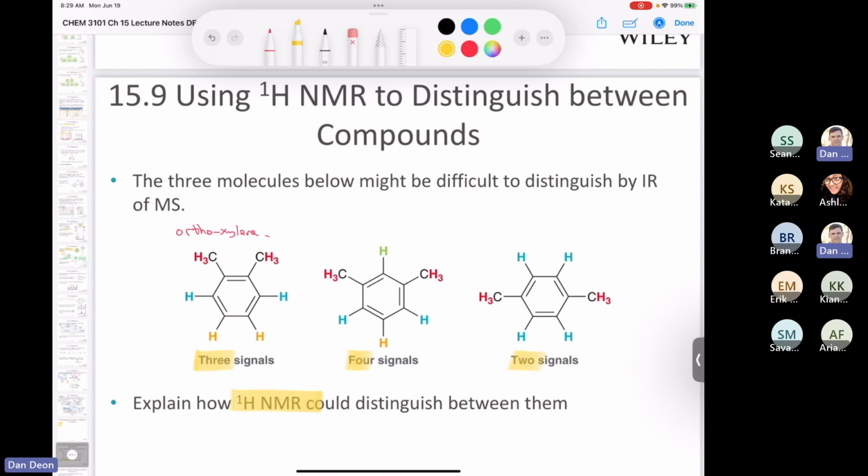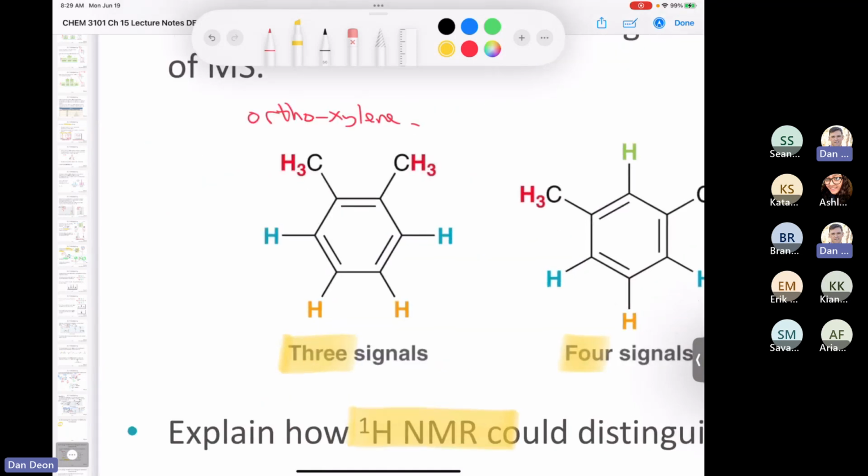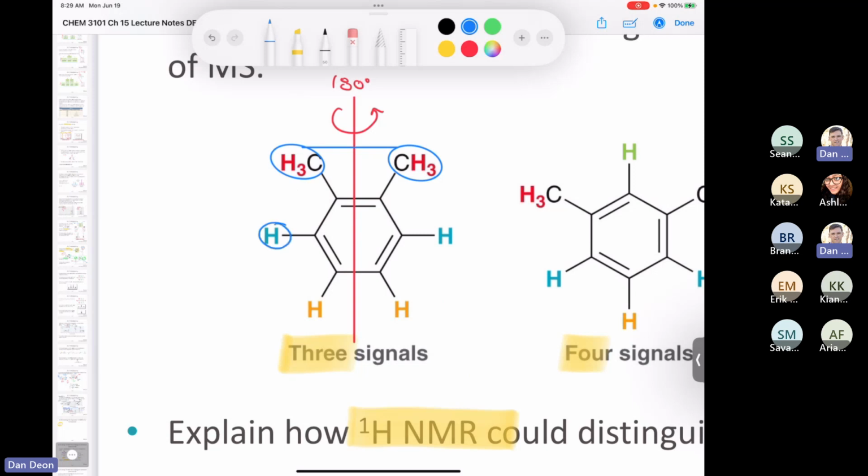And again, you need to understand where the 3 signals come from. You need to be able to look at this compound and say, there's a plane of symmetry running through the compound here. If I rotate this 180 degrees, I would never be able to tell that I had rotated the compound. And so you see that the 2 methyls are chemically equivalent to one another. You see that these 2 aromatic protons here are chemically equivalent to one another. And then these 2 protons are chemically equivalent to one another. You've got to be able to do that.